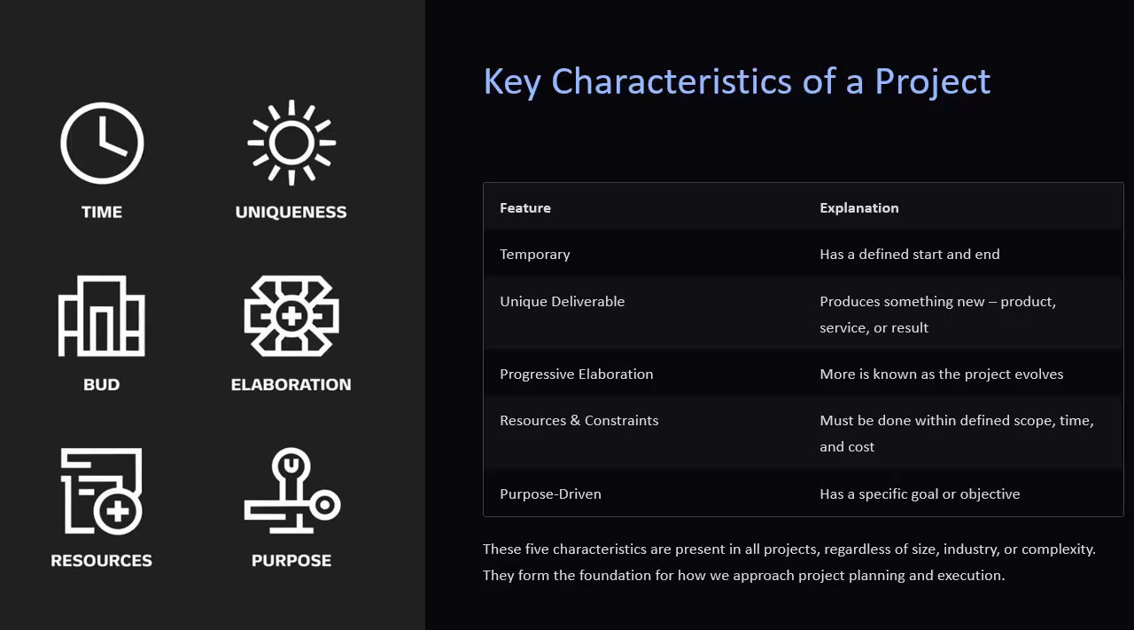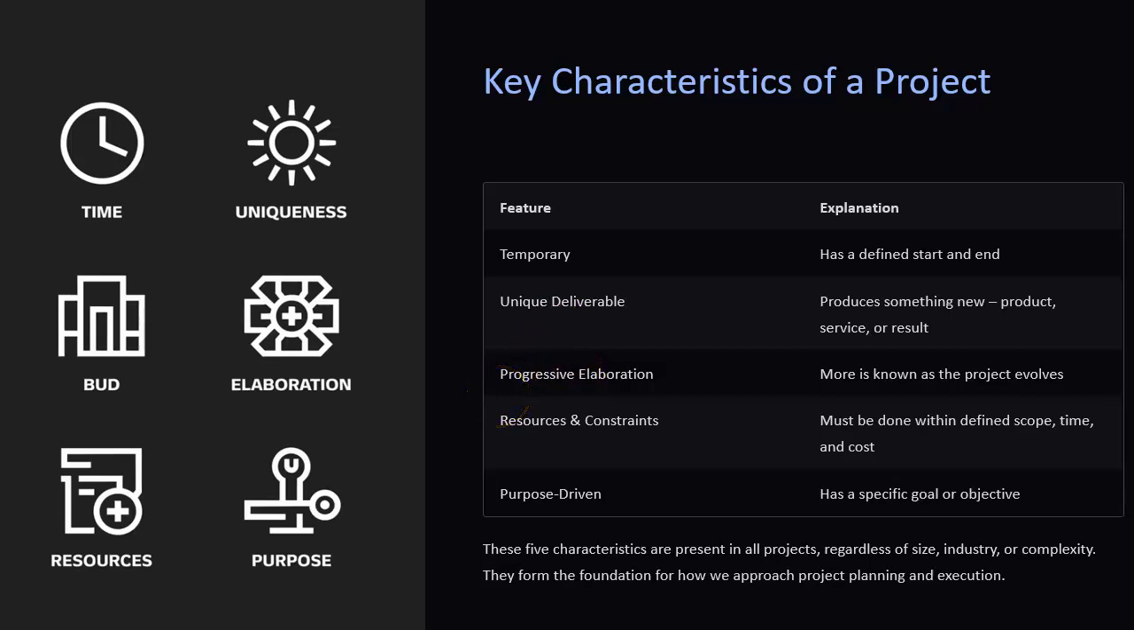So we will now try to understand the key characteristics of a project. On the left side, we see the characteristics, and on the right side is the explanation. The first characteristic is temporary: the project has a definite start and end. Next is unique deliverables: produce something new, a product, service, or result.